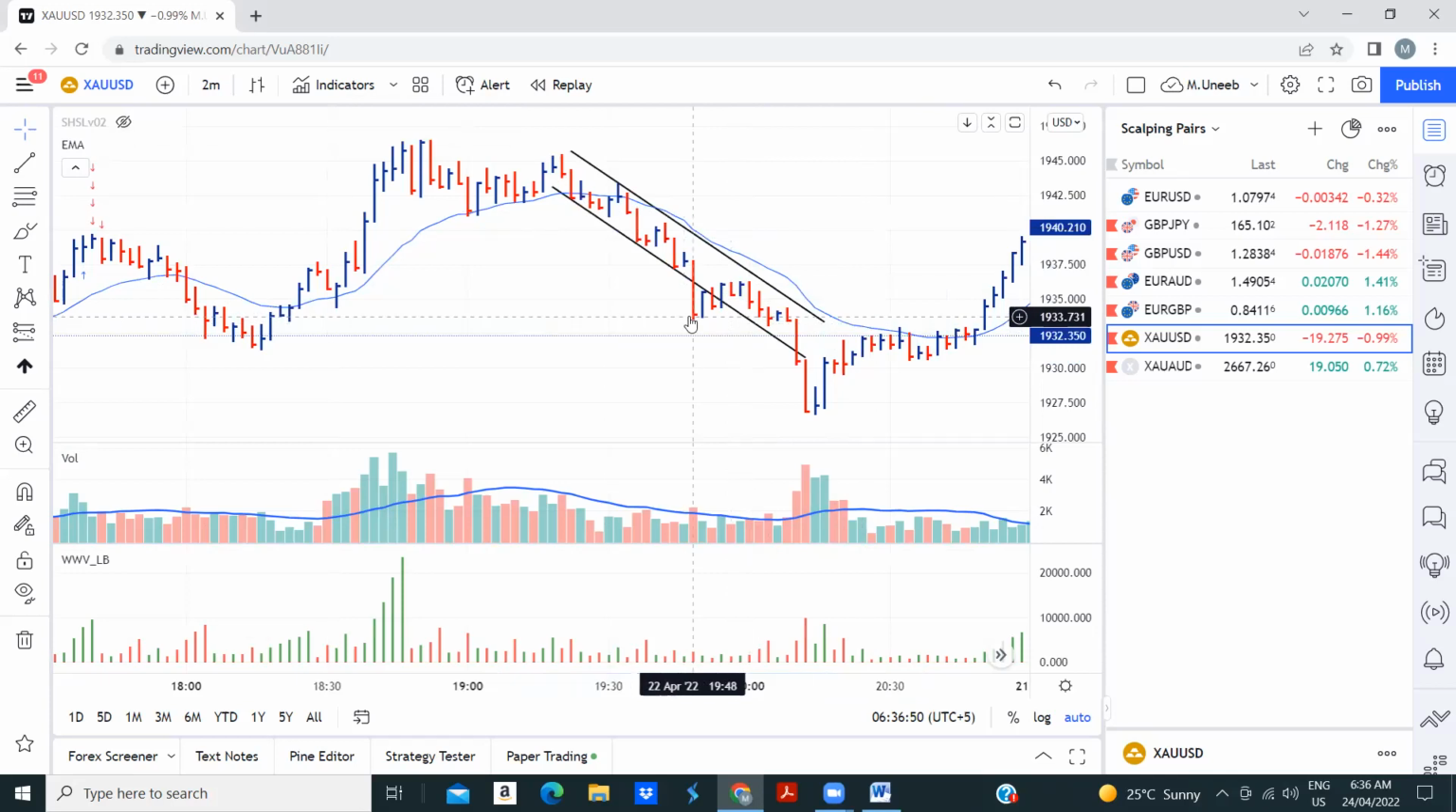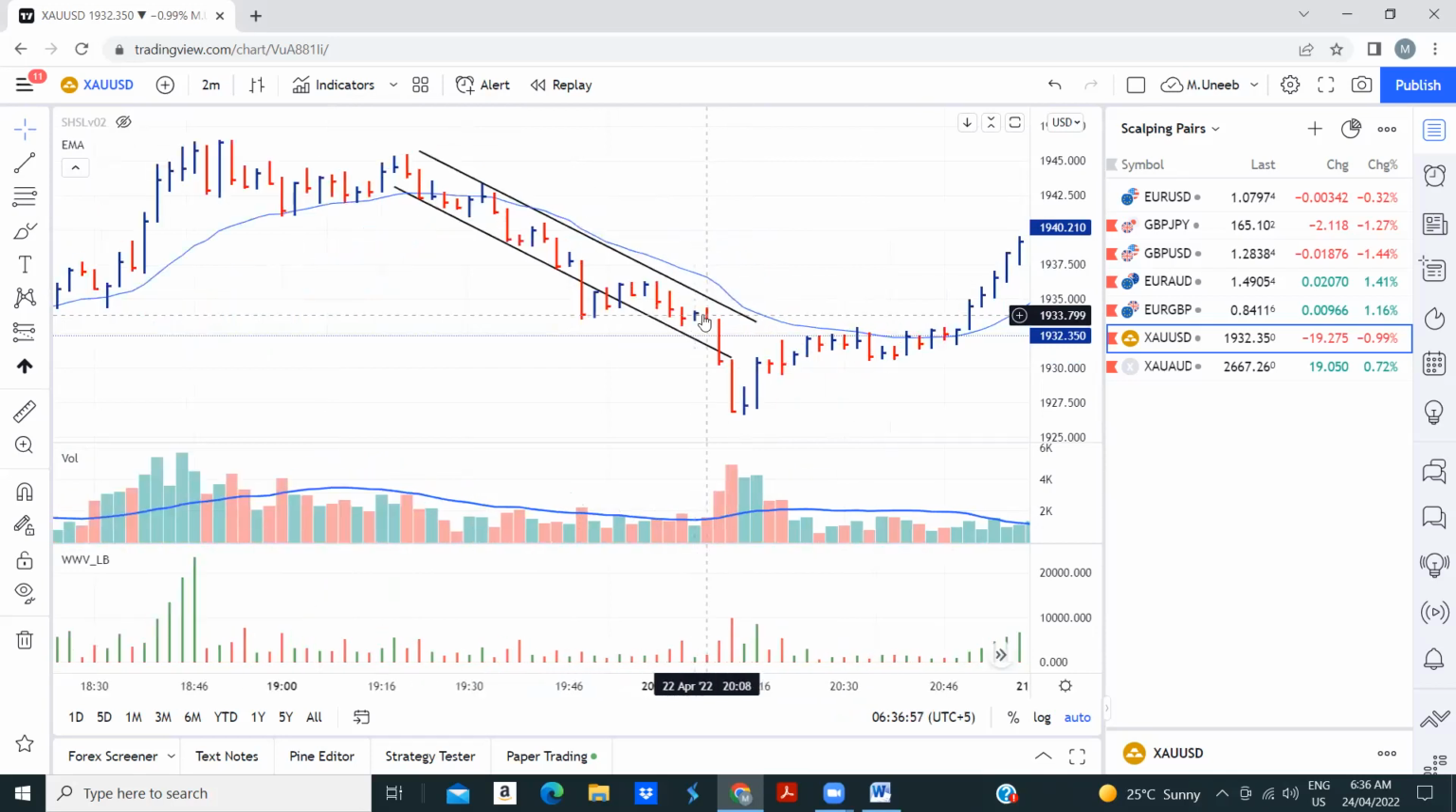is this overbought? Is it overbought? Oversold, I think. Yeah, sorry, oversold.